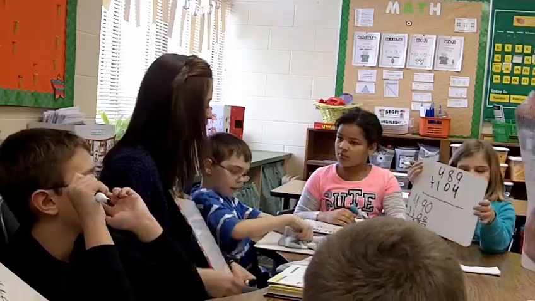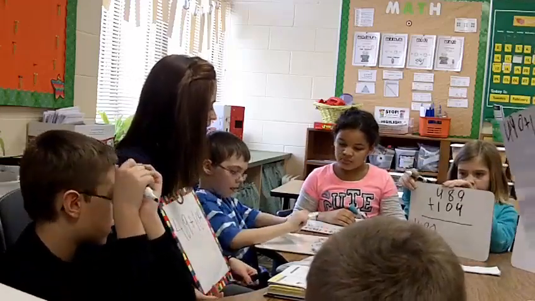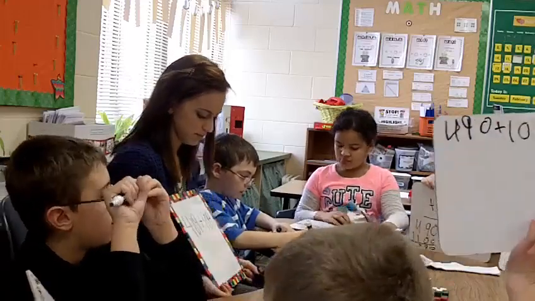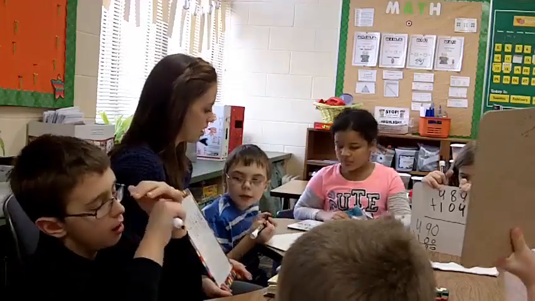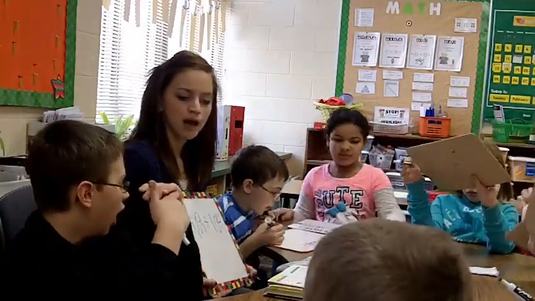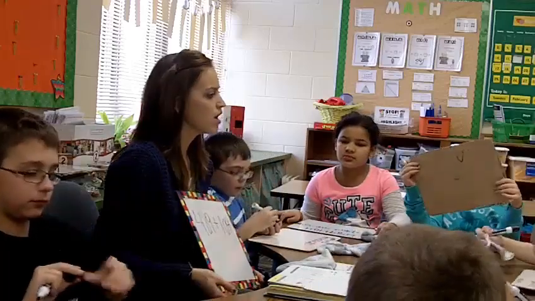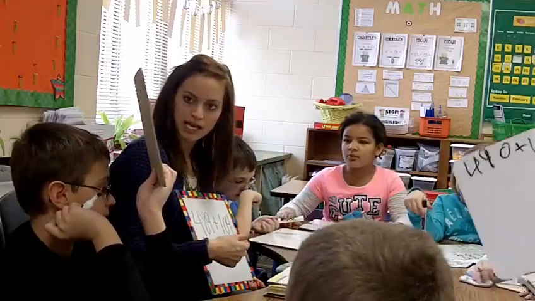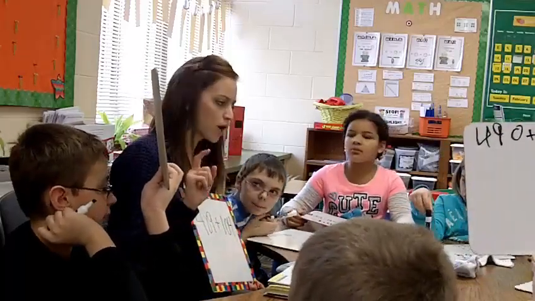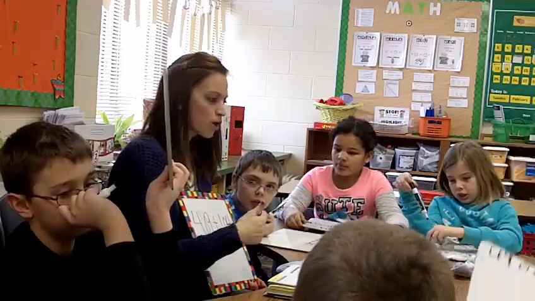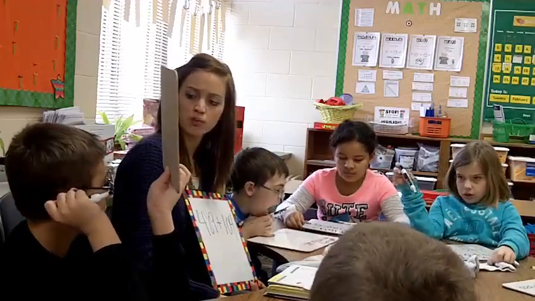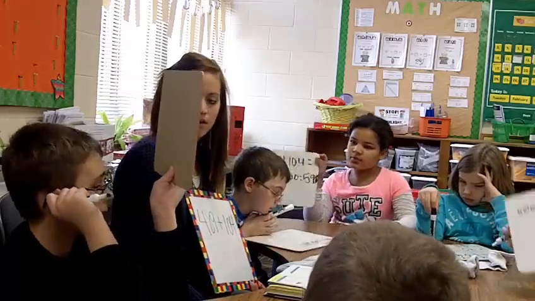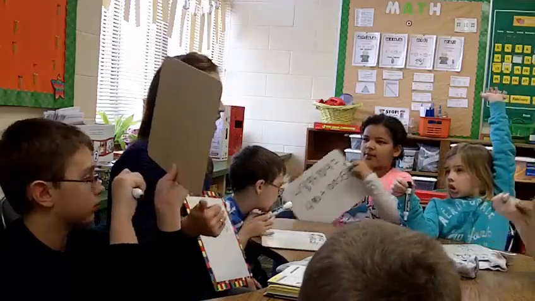Okay, so, Jordan, can you hold up your board? I want all eyes on Jordan right now. He rounded 489 to what? To 490. And he rounded 104 to what? 100. And then that gave you a ballpark estimate of 590. And that is okay.